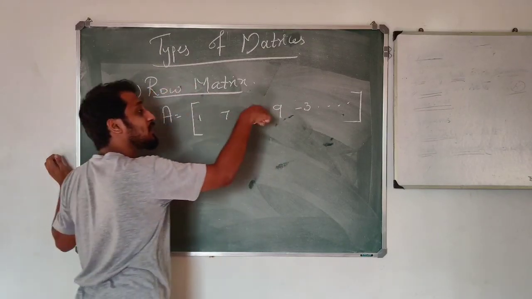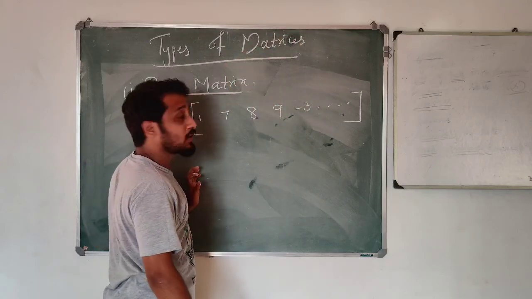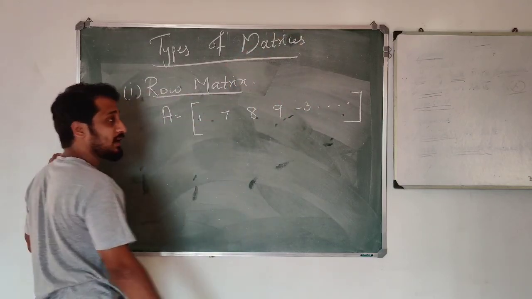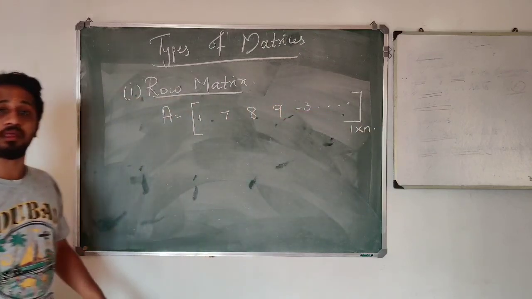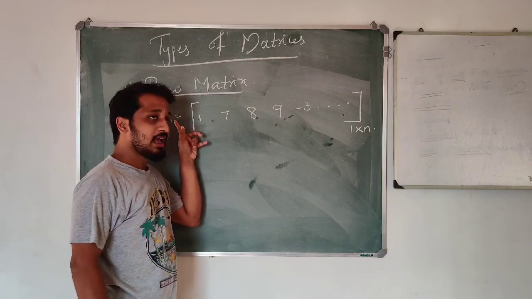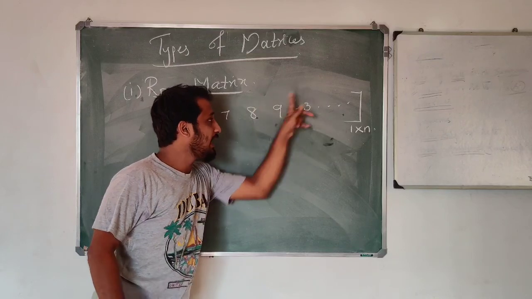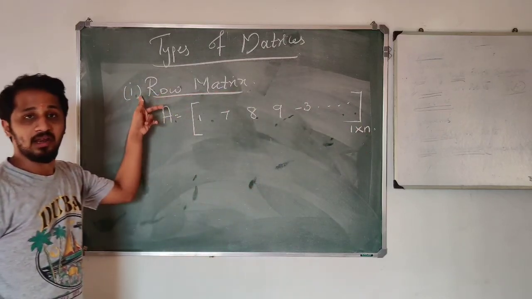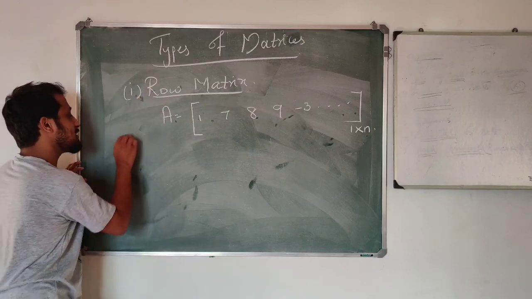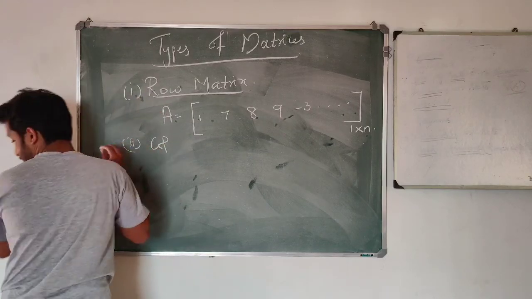But how many columns here? n number of columns. So can you tell me what is the order of this matrix? It is nothing but 1 cross n or 1 by n. Because a matrix having only one row and n number of columns, such a matrix is known as a row matrix. The second type is the column matrix.